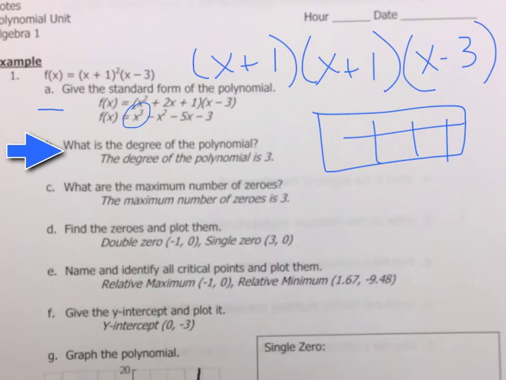So that means my polynomial has a degree of 3 with a maximum possible of 3 zeros. Now here's the new part for today. We have what's called single zeros, double zeros, and triple zeros. This first one here, I'm going to circle it, that's what we call a double zero. There's 2 of them right here. So we have a double zero at negative 1, 0. And since I only have one x minus 3, we call that a single.